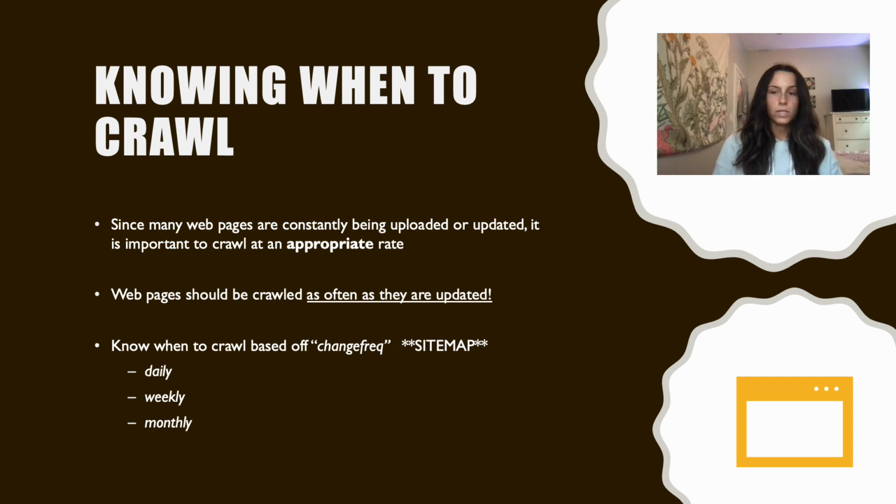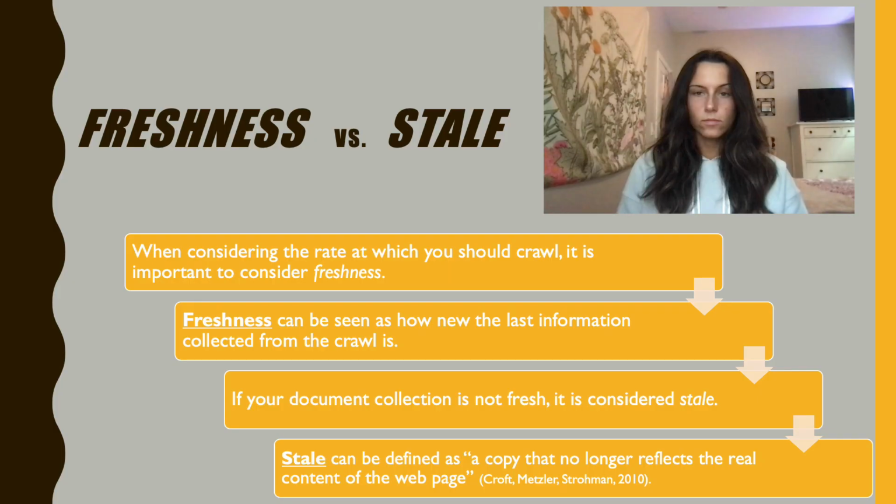The sitemap will list each page within the site and include the change frequency of each page. The change frequency could be daily, weekly, monthly, or never, depending on the page. So, it is important to know how often each page should be crawled.